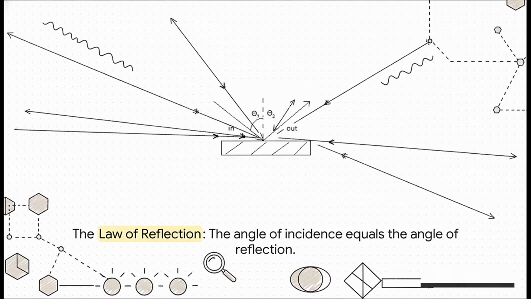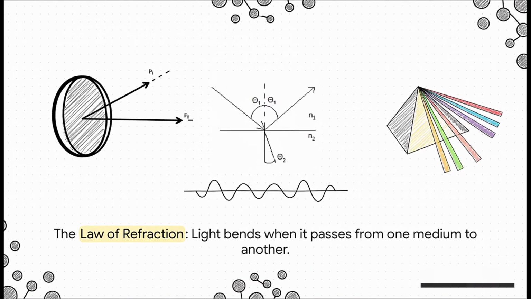If light hits a mirror, it just reflects. Super predictable. The angle in always equals the angle out. But if light passes through something new, like from air to water, it bends, and that's called refraction.